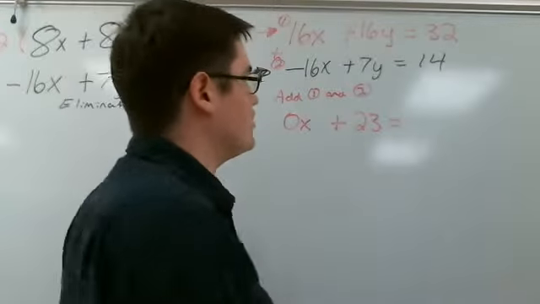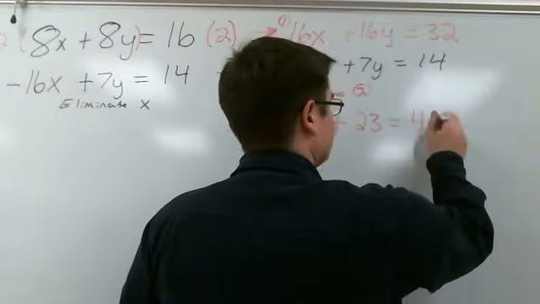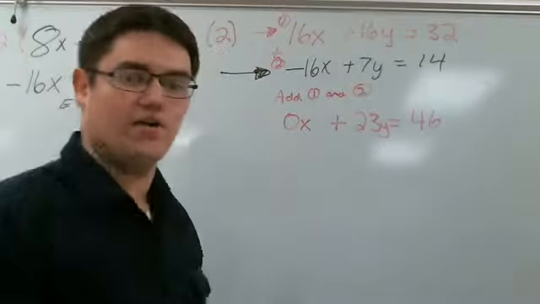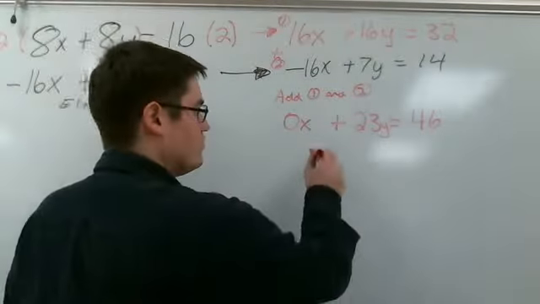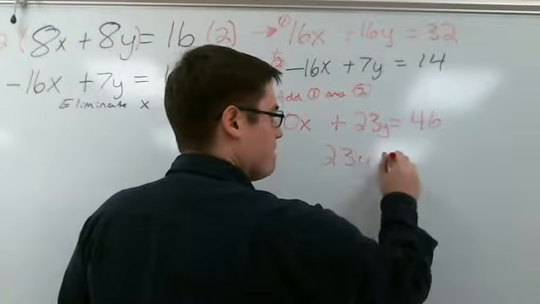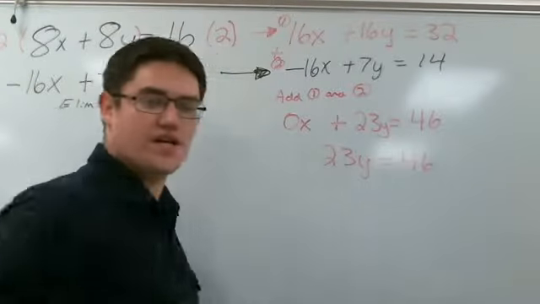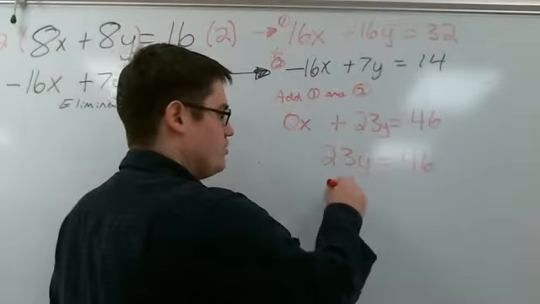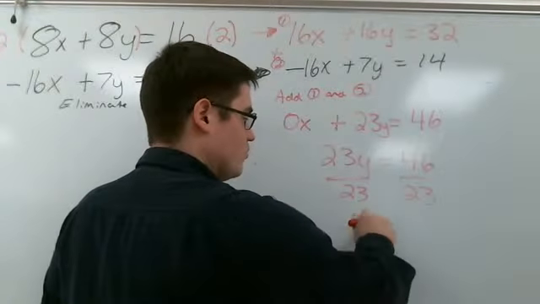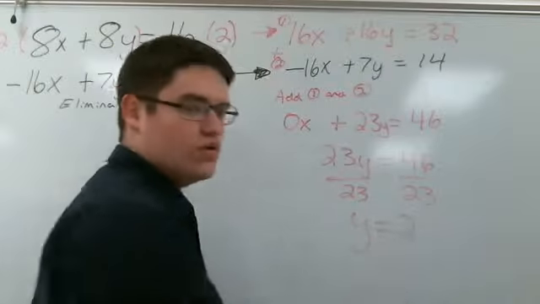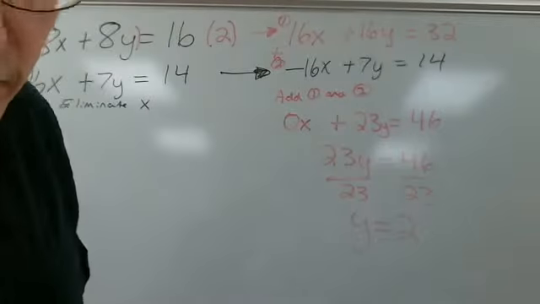Then 32 plus 14 is 23y, don't forget that. Okay, 0x is just 0, so 23y equals 46. Divided by 23, so y equals 2. Okay.